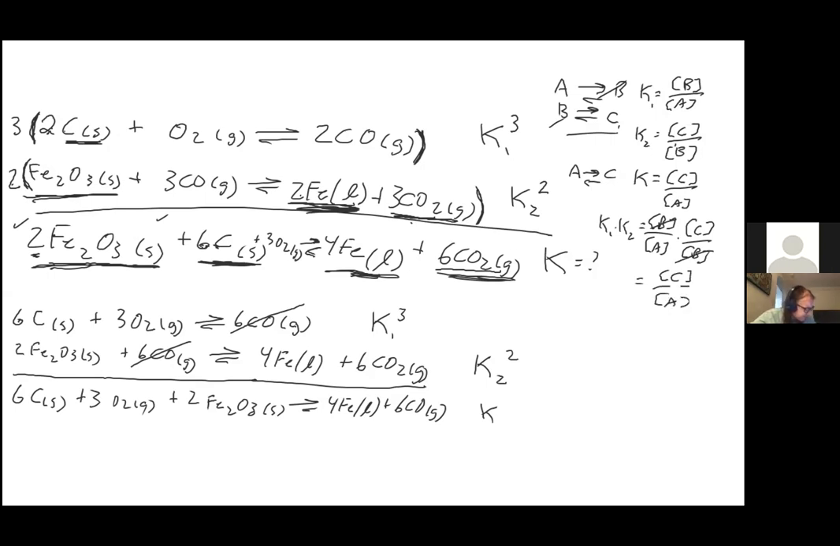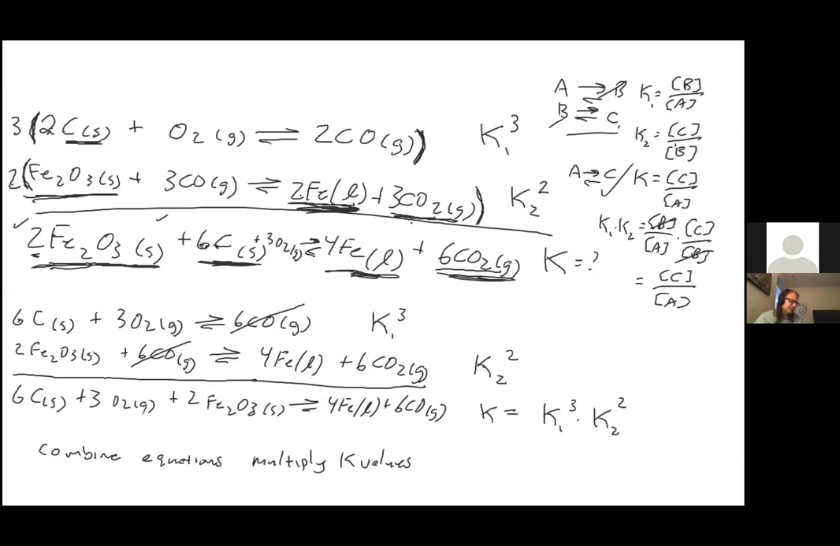So here's what happens. If you combine equations, if you're adding equations, you multiply the K values. So here, this would be K1 cubed times K2 squared. That's how that works. So you just multiply the K's together. It just works out that well.